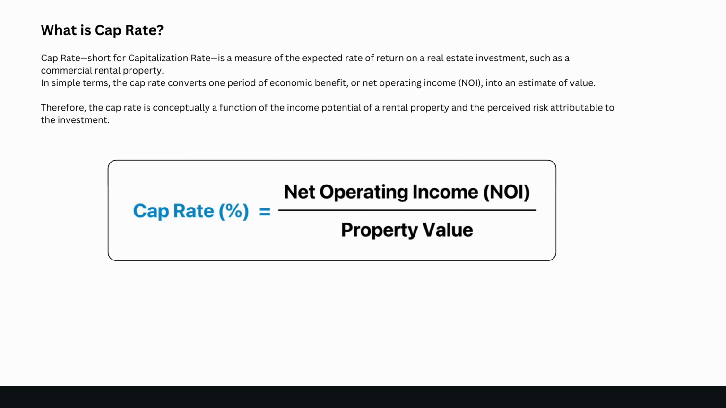So, in this session, we are going to talk about cap rate. See, cap rate is a very critical thing in real estate private equity fund. All right, so let's discuss cap rate.